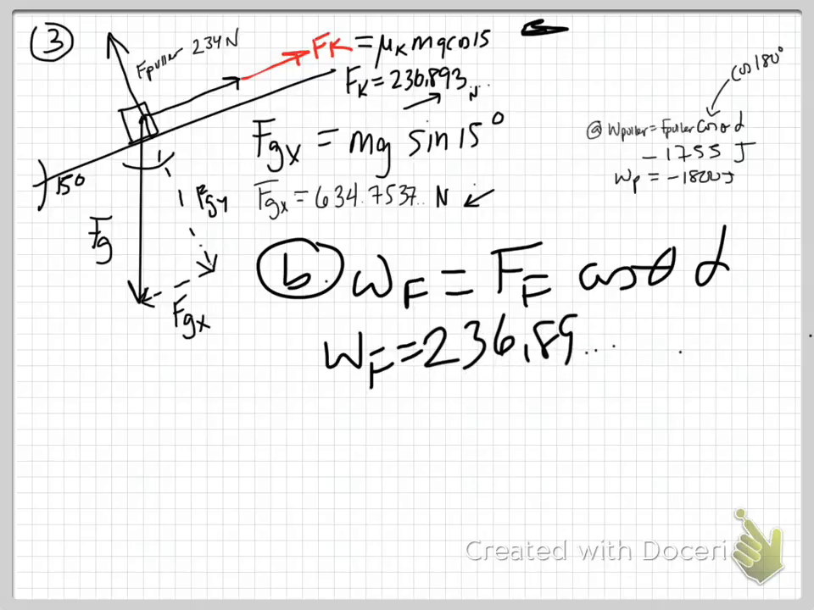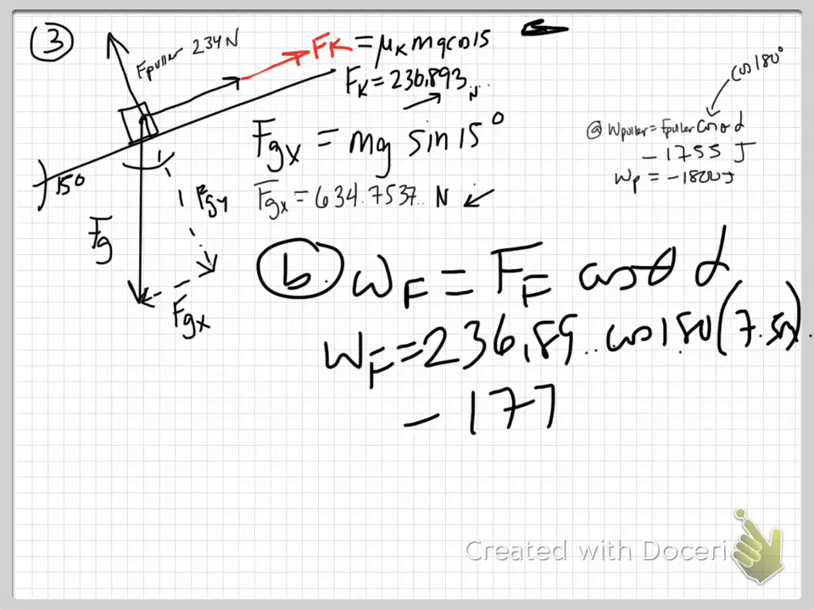Now, friction always opposes motion. Whether the box is sliding up the ramp or down the ramp, the friction would oppose the motion of the box because friction always opposes motion. So that times cosine 180 times your 7.5 meters, and what we get as a raw answer is shockingly close to the work done by the puller. Shocking. 99 and so on joules.